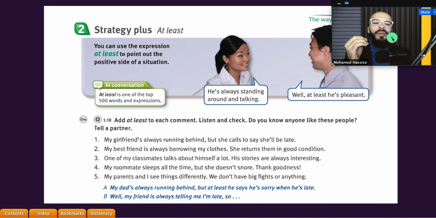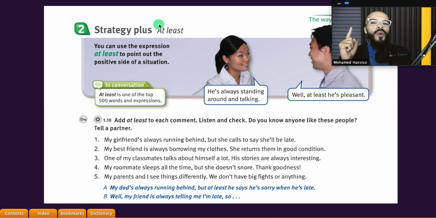Now we're going to add a little bit extra on top of that. And it's the expression at least. You can use the expression at least to point out the positive side of a situation. And this comes along with what we've just described about people's habits. Now, sometimes those habits are not good. For example, you say, he's always on his phone, or he's always on his computer. Bob is always on his computer. All right, you got it? It's his habit to be on a computer, and maybe it's not a positive thing that he's always on his computer.